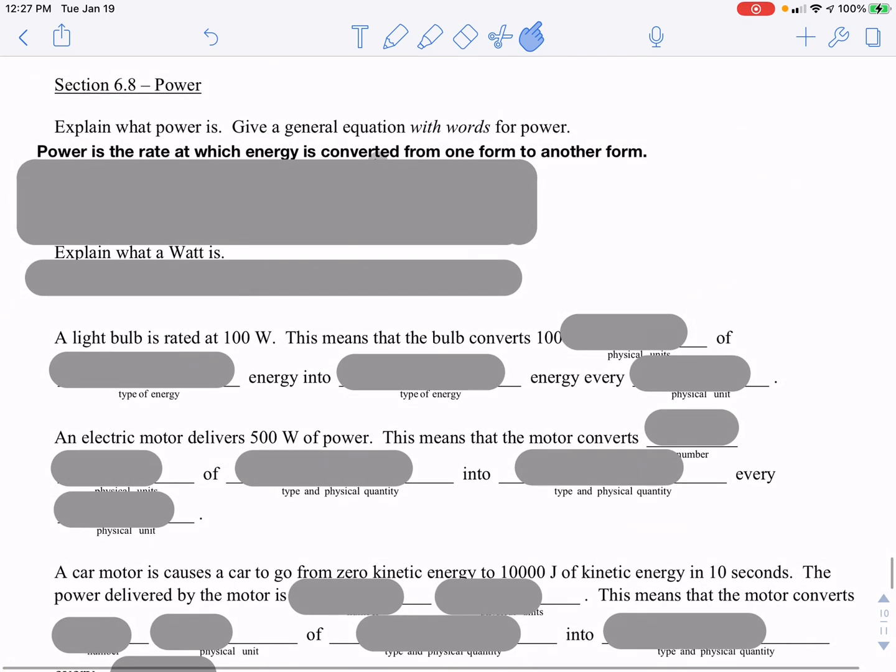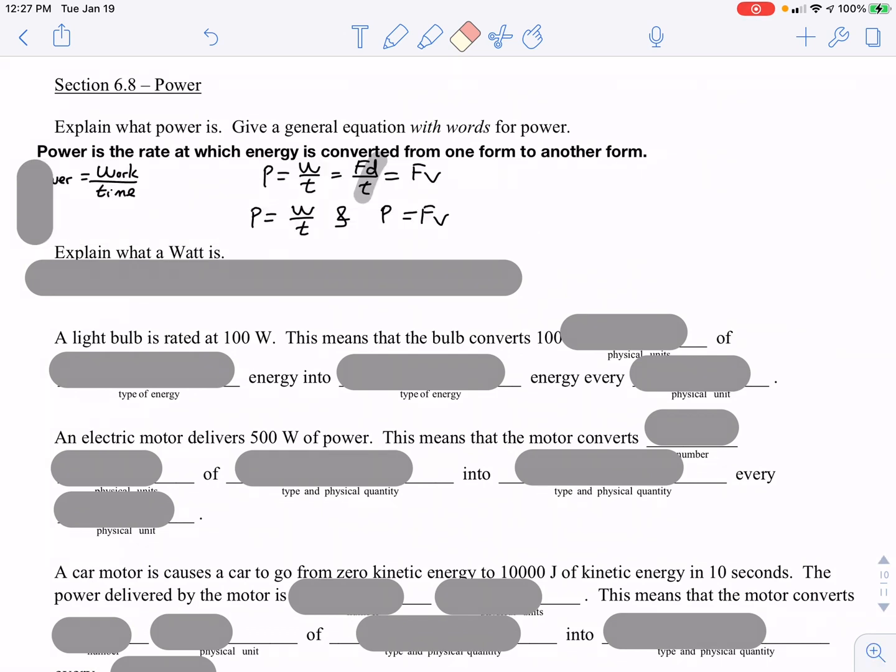Section 6.8, Power. Explain what power is and give a general example, give a general equation with words for power. Well, power is the rate at which energy is converted from one form to another. It's the rate at which work is done, or it's the rate at which energy changes. Rate refers to time, so all we have to do is take work divided by time.